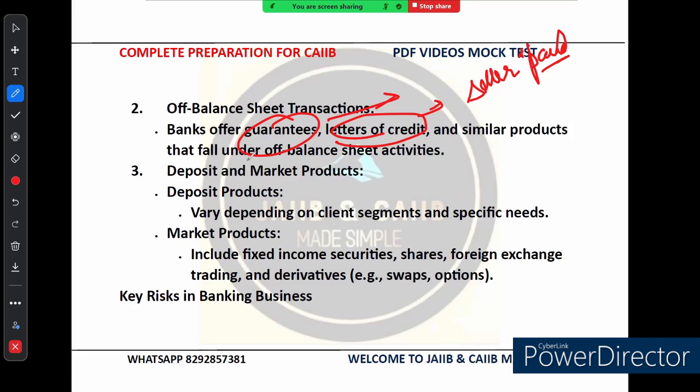Now let's talk about deposits and market products. Deposit products vary depending on the customer's need and include things like savings accounts and fixed deposits. Savings account is where you keep your money and earn interest. Fixed deposit is where you lock your money in for a certain period and earn higher interest. For example, if you want a safe place to store your money and earn a little interest, you might open a savings account. Now let's talk about the market products.